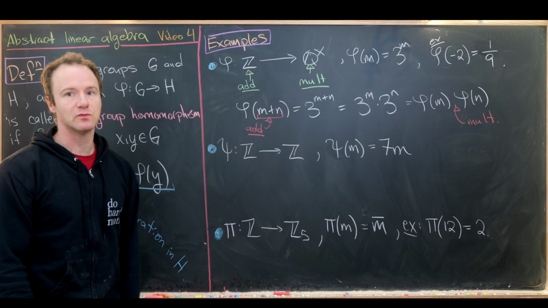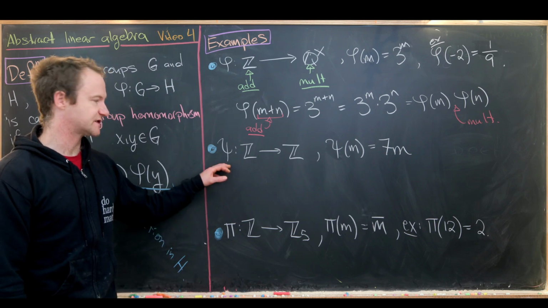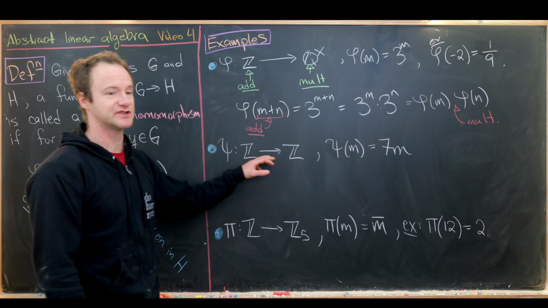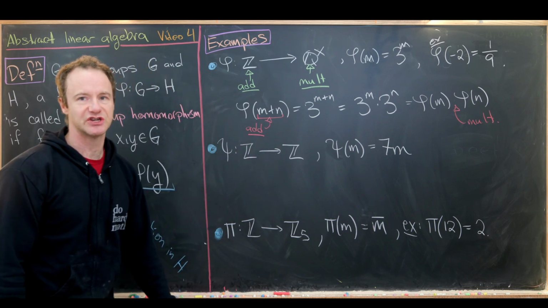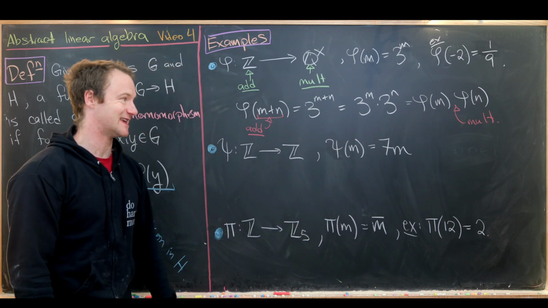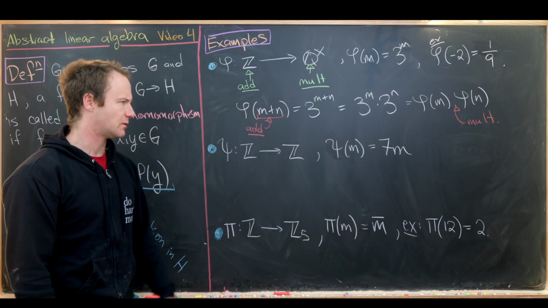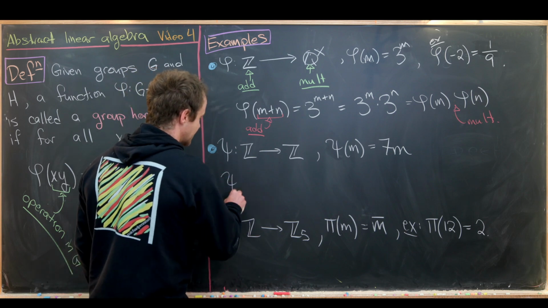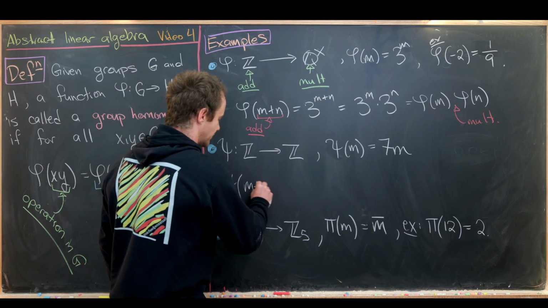So here I've got two more examples. Let's call this one psi. It goes from integers to integers, where we've got addition in both parts. And here, psi of m is equal to 7 times m. So we're multiplying by 7. Now we can check that this is also a homomorphism pretty easily.